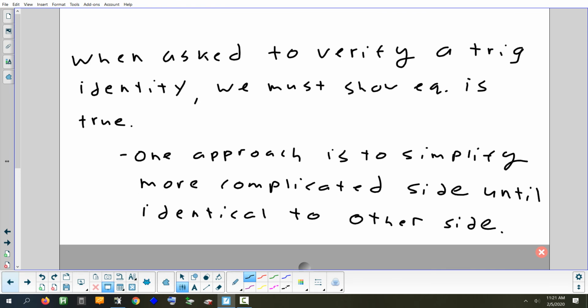All right? So, the approach that we're going to take with a verify is you want to get each side to look exactly the same. You always want to start with the more complicated side. Always. It's a lot easier to take something that looks complicated and simplify it than to take something that's simple and complicate it.